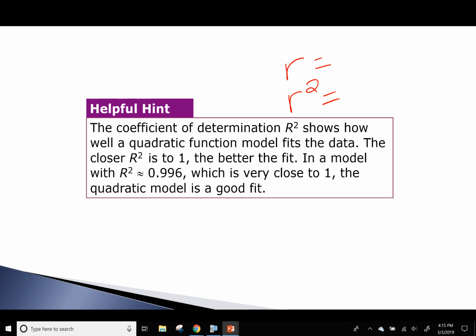R squared is known as the coefficient of determination. This shows how well a quadratic function model fits the data. So it's basically like a regression for quadratic specifically. If R squared is 1 or really close to 1, it tells us our data fits a quadratic model pretty darn well, which is very interesting for us to know. So R squared is just how well our data fits a quadratic function specifically.